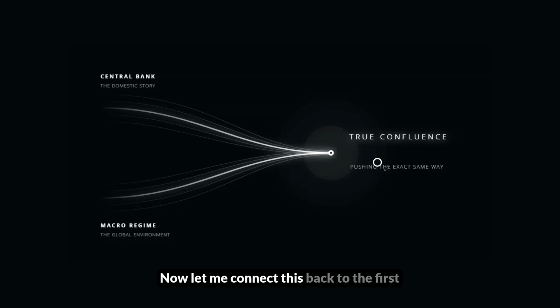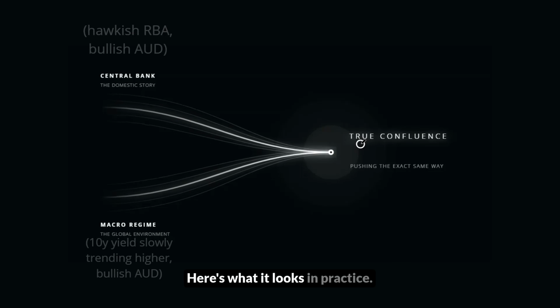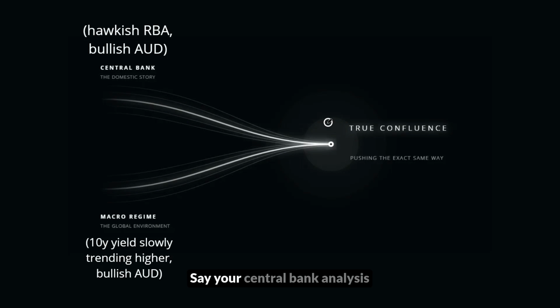Now let me connect this back to the first two parts of the model because I don't want you to walk away thinking this replaces the central bank work, okay? It doesn't, it filters it. The risk sentiment regime, the yield regime, tells you the environment. The central bank comparison still chooses the pair, okay? Here's what it looks like in practice. Say your central bank analysis favors the Australian dollar.